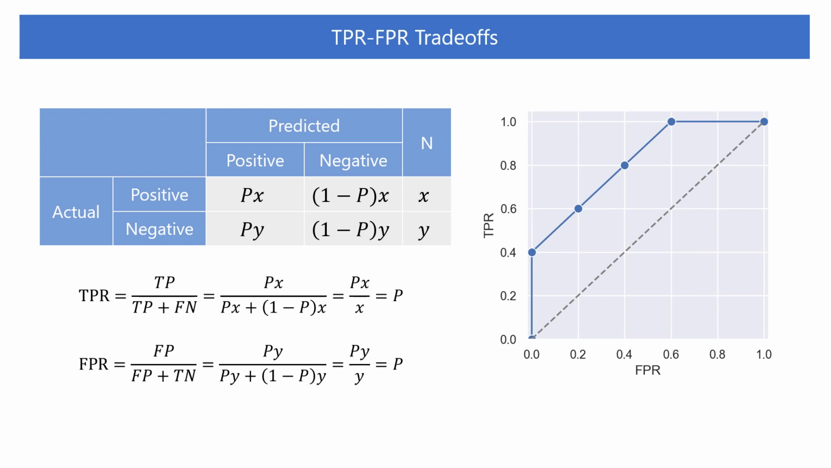In summary, in random prediction, TPR and FPR are equal, regardless of the cutoff value, although the values of TPR and FPR vary depending on the cutoff value. Therefore, the ROC curve for a random prediction can be drawn as a 45-degree line.